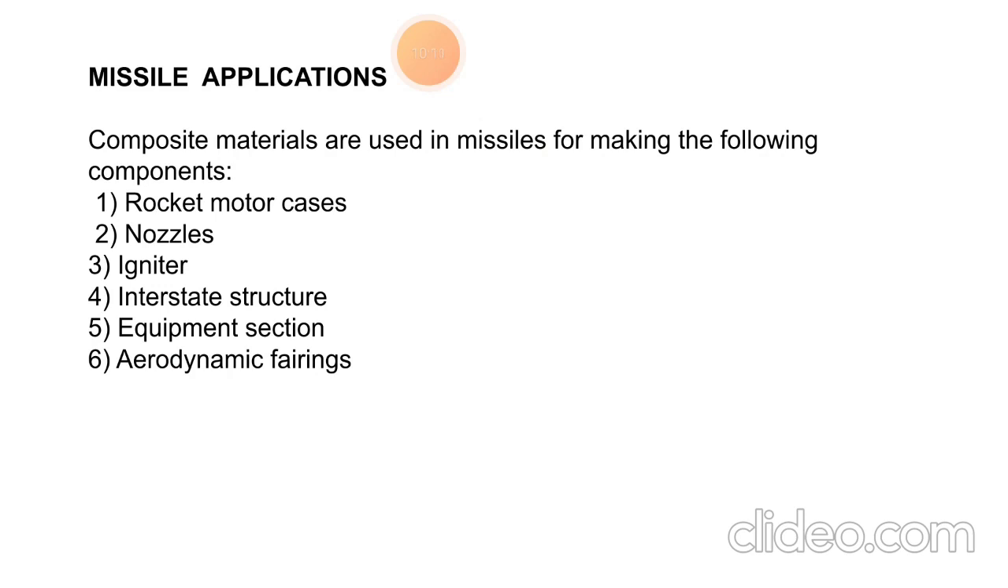Missile applications are considered here also. Composite materials in missile applications: rocket motor cases, nozzle, igniter, interstage structure, equipment section, and aerodynamic fairing. These are some of the missile applications.